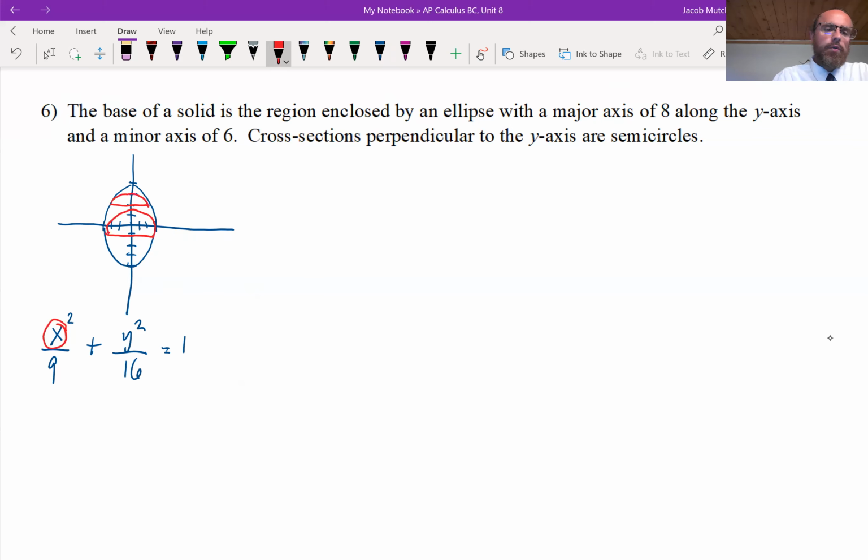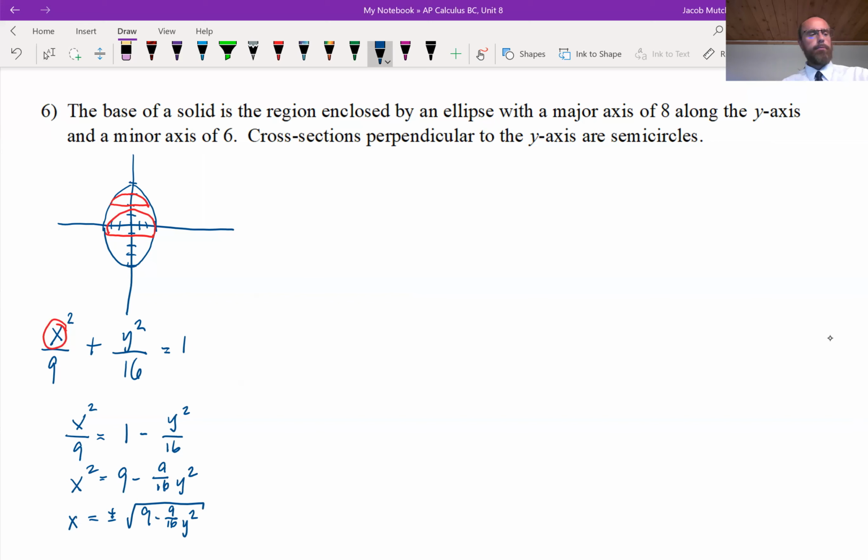We're going to subtract y squared over 16. So that's going to give me x squared over 9 equals 1 minus y squared over 16. And then if I multiply both sides by 9, I'll get x squared equals 9 minus 9 over 16 y squared. And then to cancel the square, we'll take the square root, and that'll give me x equals plus or minus square root of 9 minus 9/16 y squared. So that's the equation that I'm going to use to define my cross sections in their area.